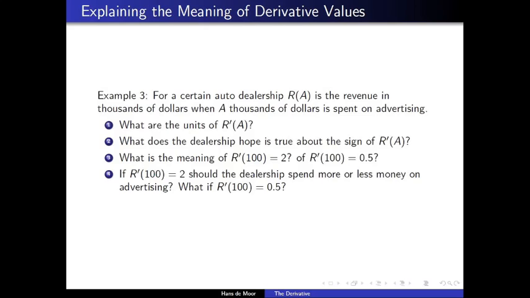All right, let's have another one of these here. So you have an auto dealership, and the revenue is in thousands of dollars when A thousands of dollars is spent on advertising. So R at A means I'm going to get whatever revenue an auto dealer gets when he spends a certain amount on advertising. So what do you expect R prime at A to be? What would be the units of that?